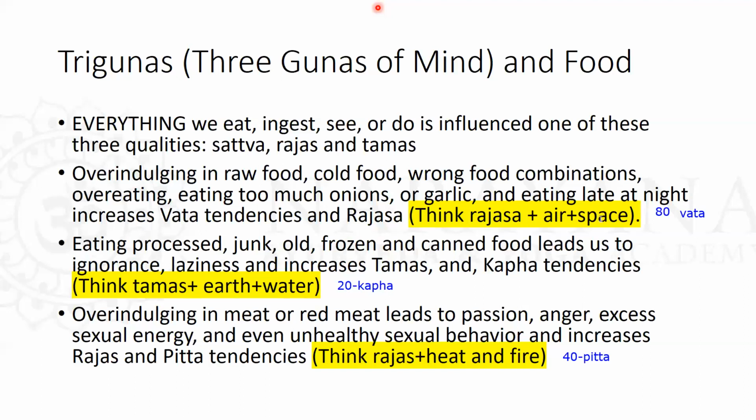Air and space make vata, and there is a combination of vata, pitta, kapha in the body, and rajas, tamas, and a combination of tamas and rajas. And we always want to go to sattva. It may not make sense now, but it will later. I promise you that. Any questions, chat?